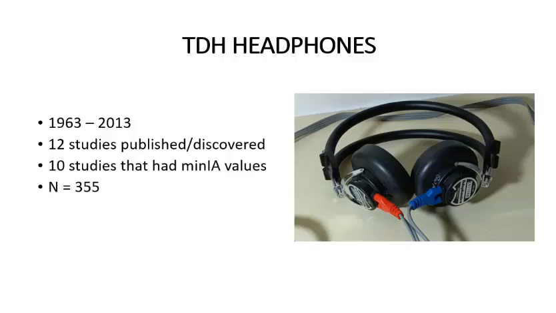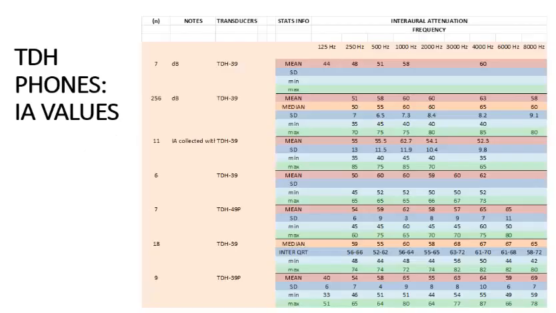The ones that were chosen used test subjects who had at least a very severe hearing loss in one ear and pretty normal hearing in the other ear. There are other methods to study interaural attenuation, but this approach mirrors the typical clinical situation, so these were the ones chosen for this review. We'll start with TDH supraaural headphones.